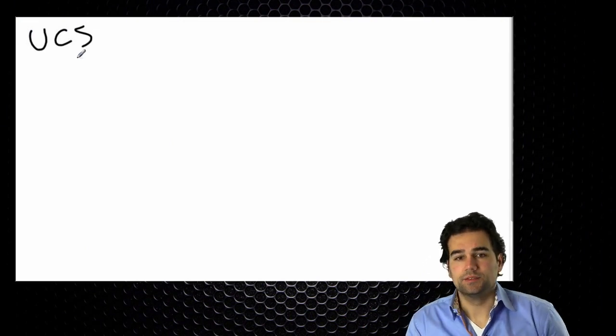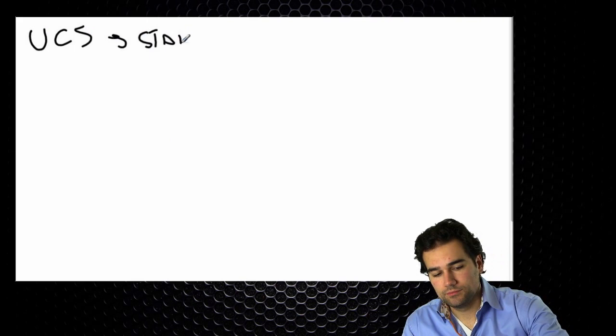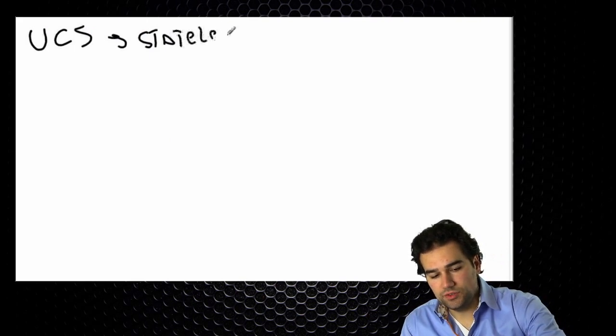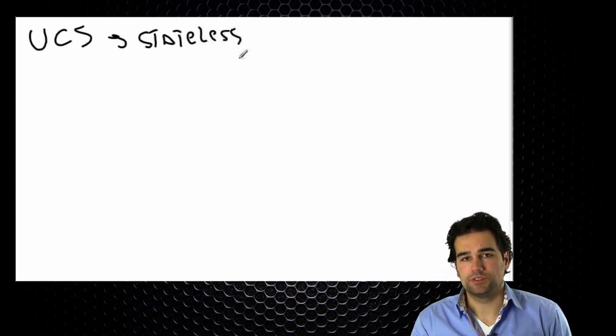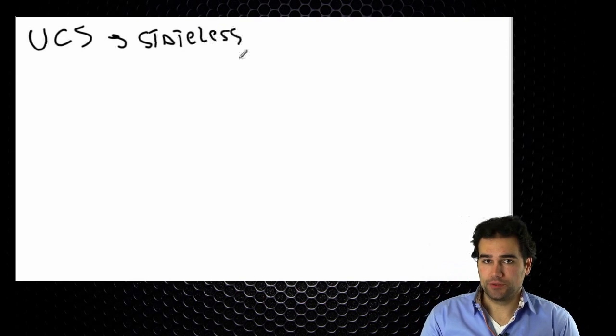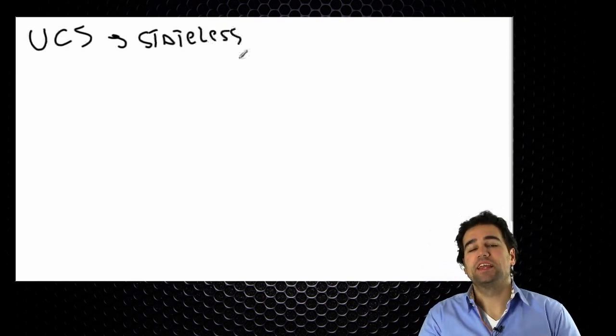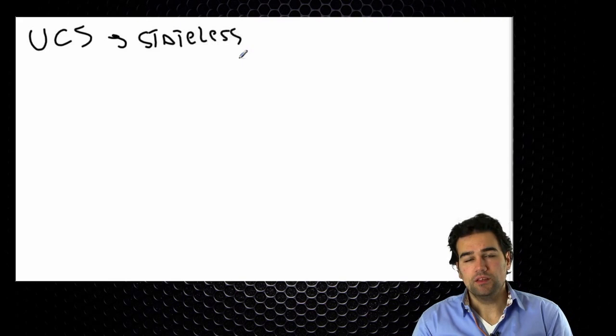A UCS system is designed to be stateless. That was the initial design goal. We want to make stateless server environments. What happens if a switch breaks in a network? I RMA the switch, I get a new one, I place it in, I connect my cables, restore the configuration, and I'm good to go. What happens if a server breaks? If a server breaks, I can get a new server.